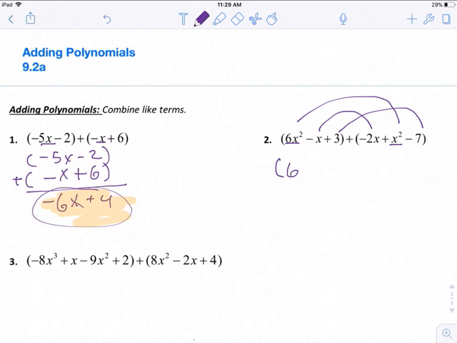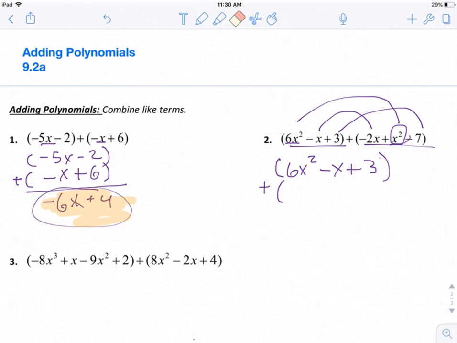So we have our 6x squared minus x plus 3, and do our parentheses, because this one's already in standard form, but this one is not, so we have to rewrite it so that it matches when we add to combine the like terms. So we need something that has an x squared, or x to the power of 2, and we have that right here. So we're going to put that one first. There's no minus sign on it, so it's easy enough. We're just going to write x squared.